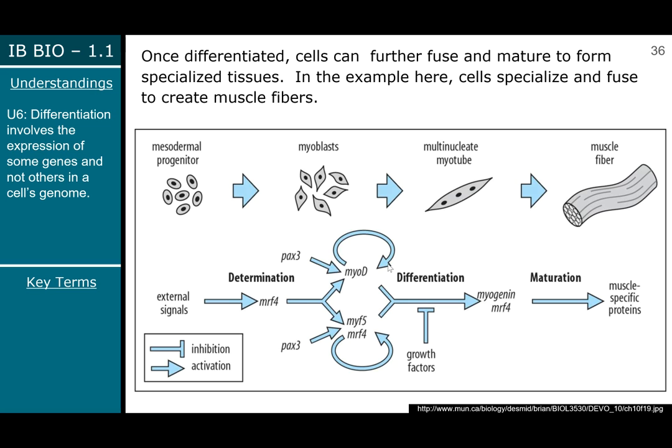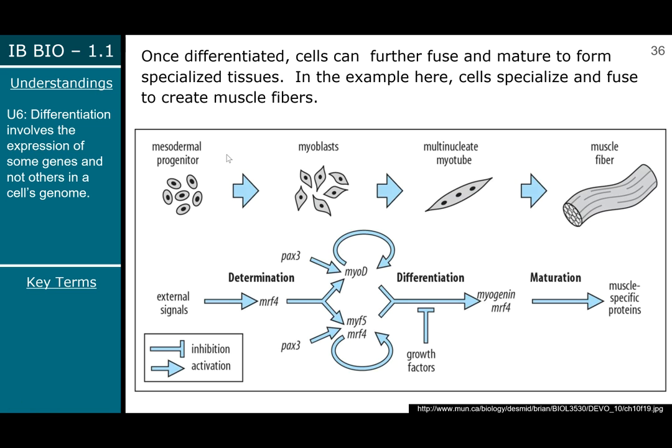So once cells have differentiated, they can further fuse and mature to form specialized tissues. Here we have a couple of examples where cells specialize and fuse to create muscle fibers. We talked about that a little bit already. So this looks kind of complicated. Don't freak out. I'm not going to test you on this MRF stuff, but I want you to understand the process. So you have what's called a mesodermal progenitor cell. So all that means is meso means in the middle. Dermal is like a layer of tissue, like epidermal, mesodermal, endodermal.